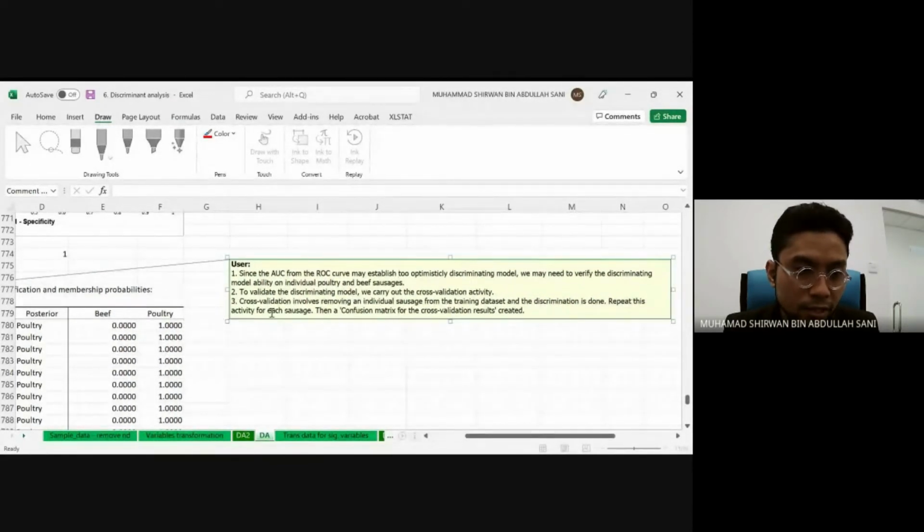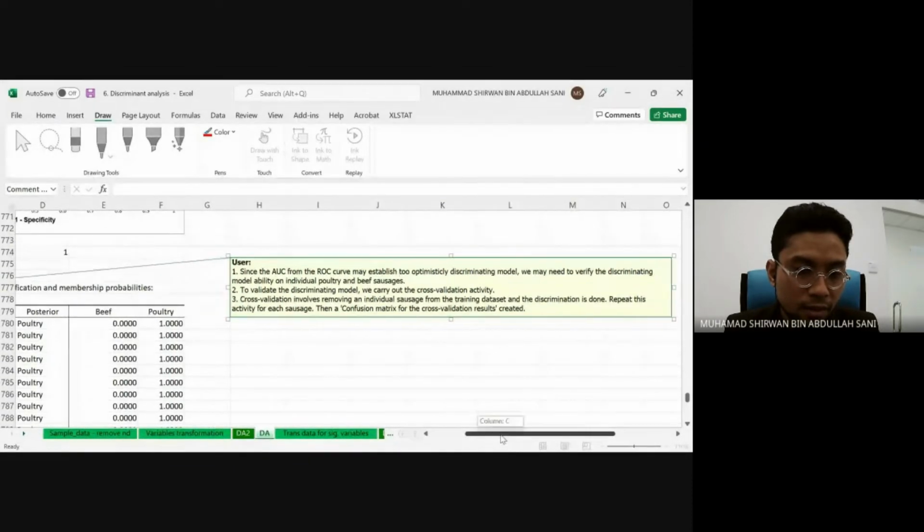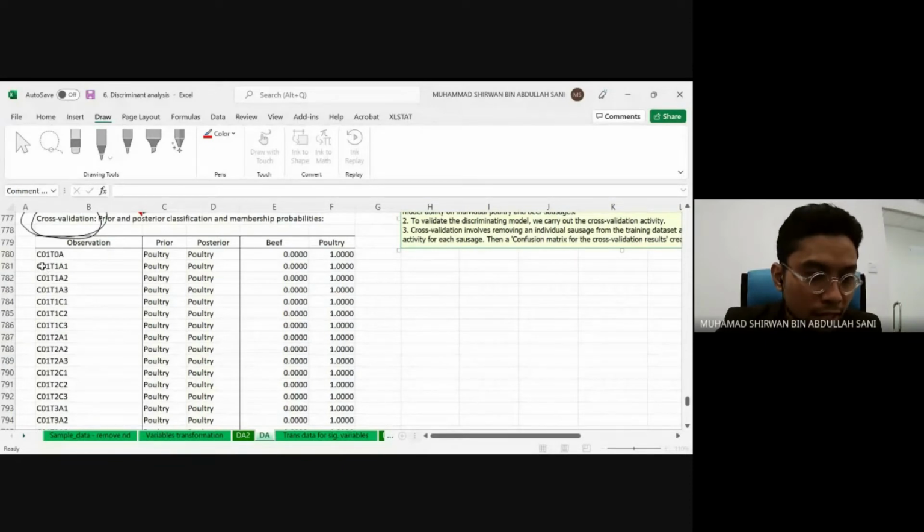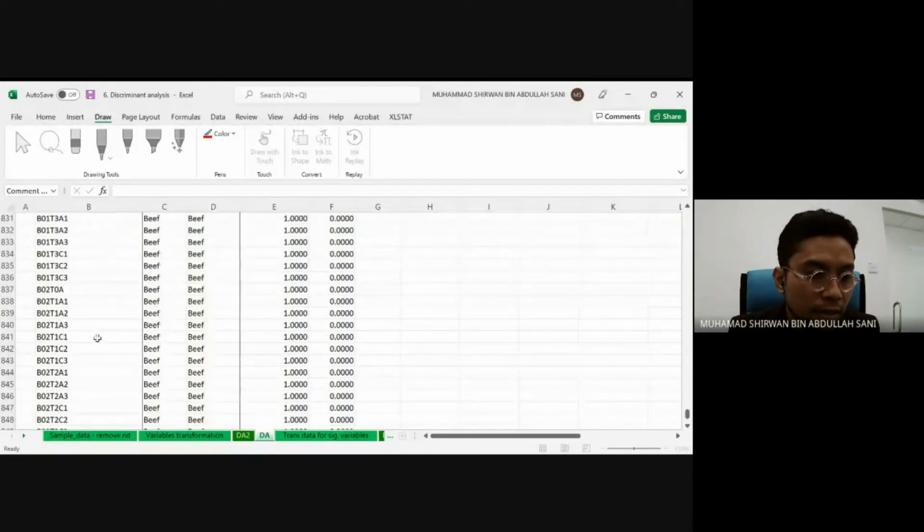Repeat this activity for each sausage, then the confusion matrix for the cross validation result is created. So they do it one by one, they remove one by one. They want to check whether poultry is correctly predicted as poultry. The model will remove this, rerun, and then remove another sample, and then check the whole system. Is it having poultry and predicted as poultry again? Yeah. They do it one by one until all 70 sausages.